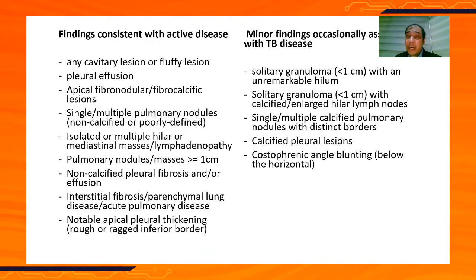Now, for abnormal findings occasionally associated with TB disease, we have the following. We have the solitary granuloma less than 1 cm with an unremarkable hilum, solitary granuloma less than 1 cm showing calcified and large lymph nodes, single or multiple calcified pulmonary nodules with distinct borders, calcified pleural lesions, and costophrenic angle blunting. Now, in the presence of all these abnormal chest findings, they are assigned a B grading in the 502 examination.